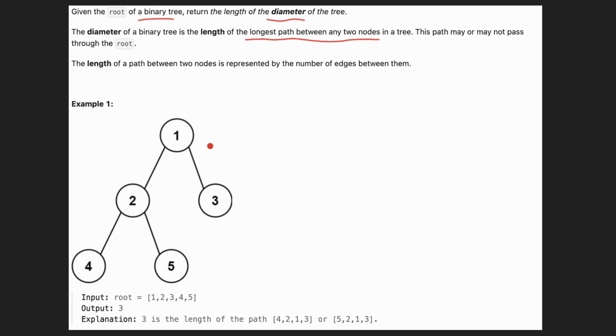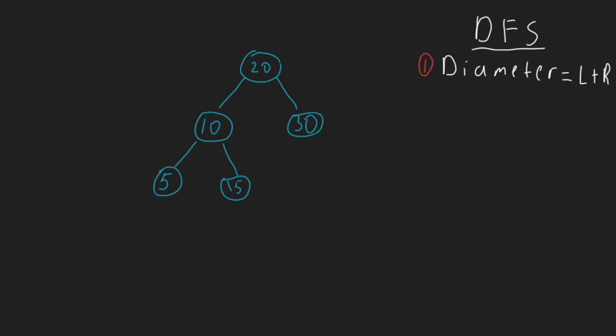So for example, in this case, the diameter is either this path 4, 2, 1, 3, right? Or this one 5, 2, 1, 3. In both of these cases, the diameter is equal to 3. We are going to solve this problem using the depth first search algorithm. So what's going to be our approach? Let's take a look at the first example.